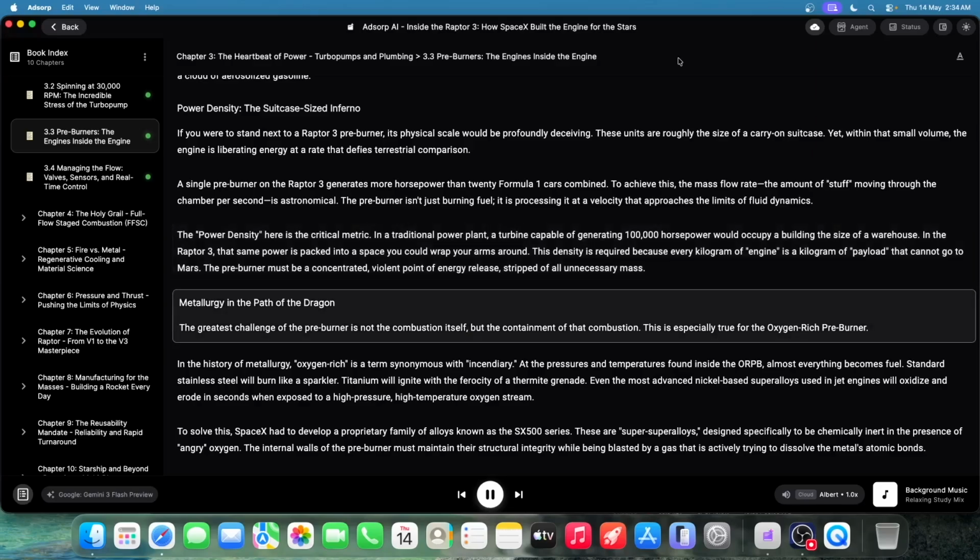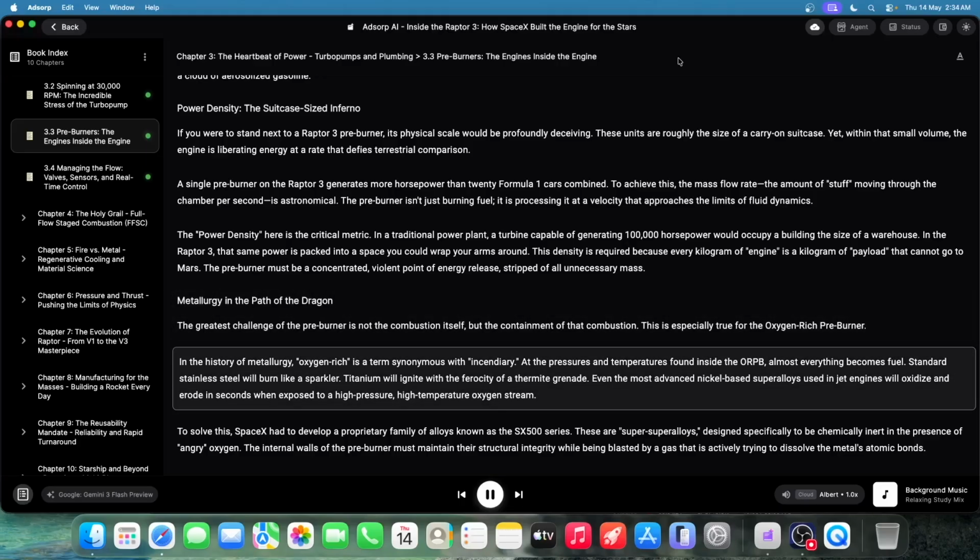In metallurgy, in the path of the dragon, the greatest challenge of the preburner is not the combustion itself, but the containment of that combustion. This is especially true for the oxygen-rich preburner. And in the history of metallurgy, oxygen-rich is a term synonymous with incendiary. At the pressures and temperatures found inside the ORPB, almost everything becomes fuel. Standard stainless steel will burn like a sparkler. Titanium will ignite with the ferocity of a thermite grenade. Even the most advanced nickel-based superalloys used in jet engines will oxidize and erode in seconds when exposed to a high-pressure, high-temperature oxygen stream.